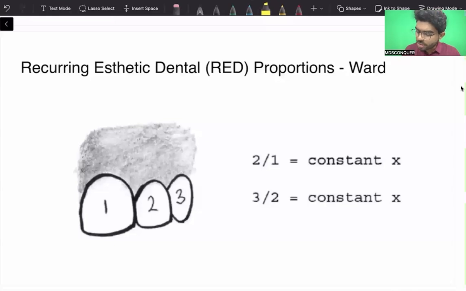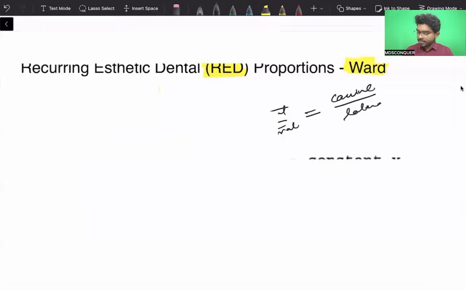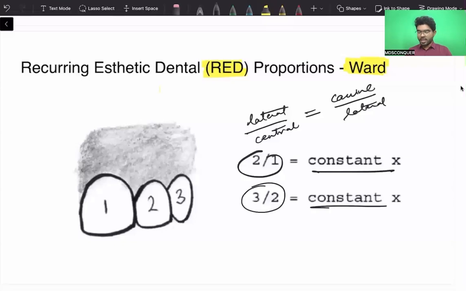Now you have one more proportion. What is that? Red proportion. Red proportion is nothing but recurring esthetic dental proportion. So what is this basically? Lateral by central is equal to canine by lateral. Got it right? So 2 by 1 is a constant value, that is equal to 3 by 2, a constant value. So that is called the red proportion.